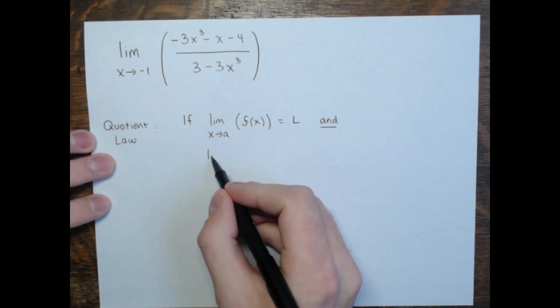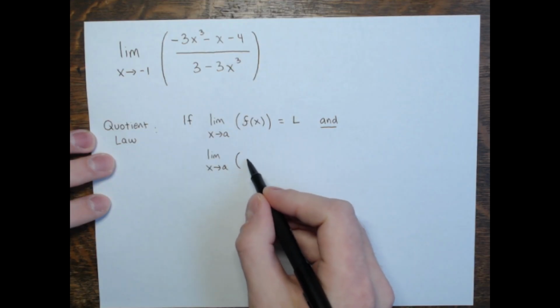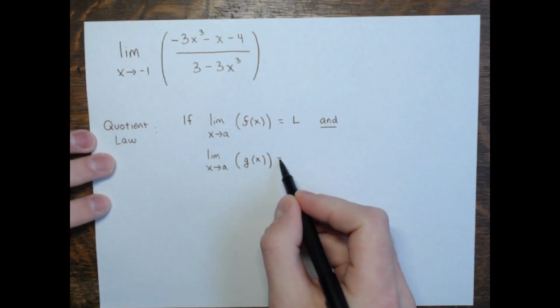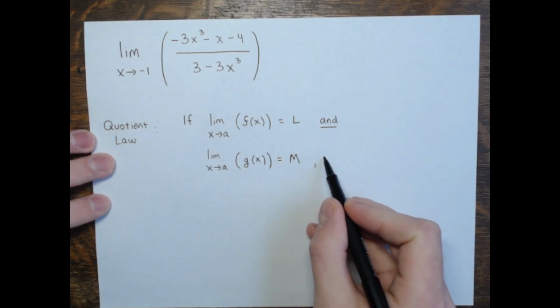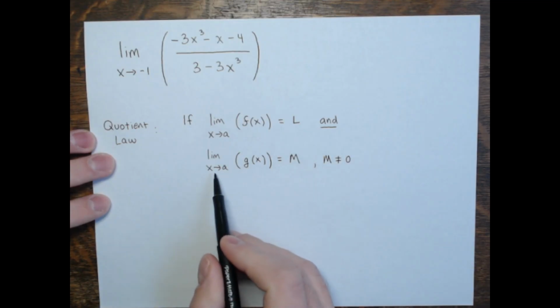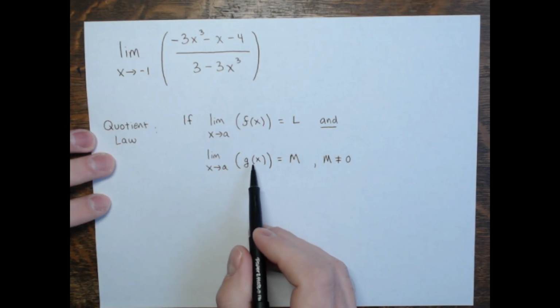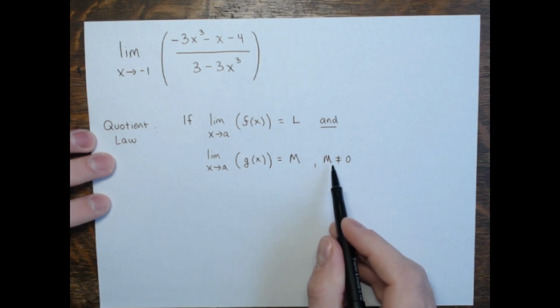And the limit as x approaches a of, say, g of x, right? Some other expression. Say this limit is another value called m, where m is not 0. Again, as x approaches a, you plug in values closer and closer to an input of a, and this output, g of x, gets closer and closer to this value of m. But m also is not 0 here.